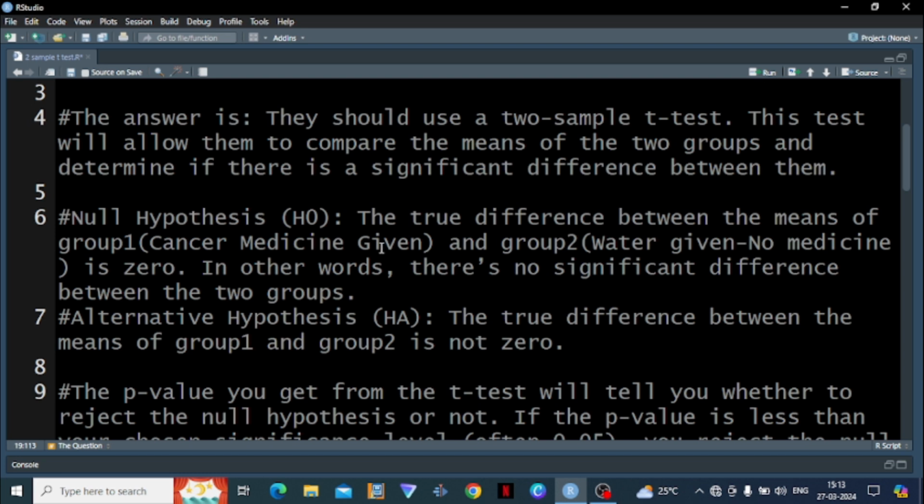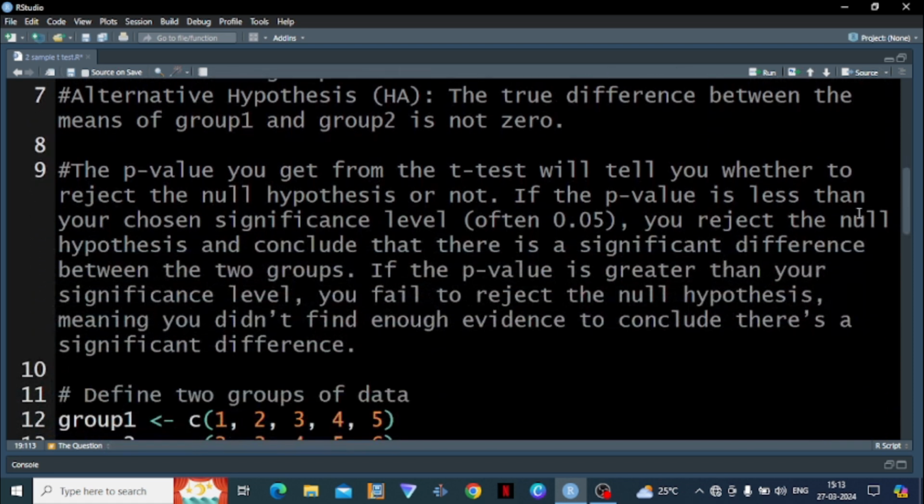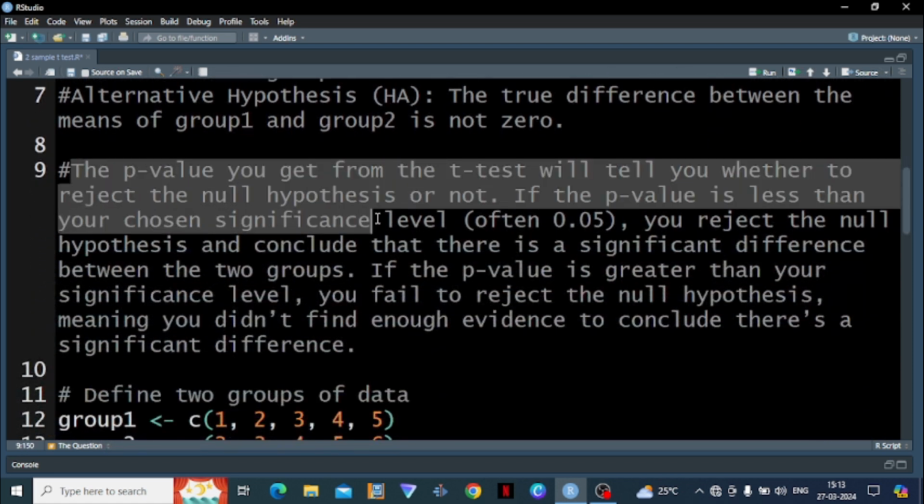In statistics, we have to reject the null hypothesis to accept the alternative hypothesis. How can we reject the null hypothesis? We can reject the null hypothesis if the p-value is less than 0.05. If the p-value is less than 0.05, we will reject the null hypothesis and our claim will be proven. Otherwise, not.